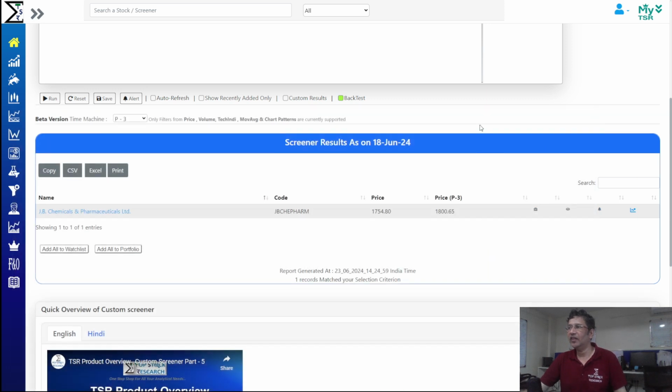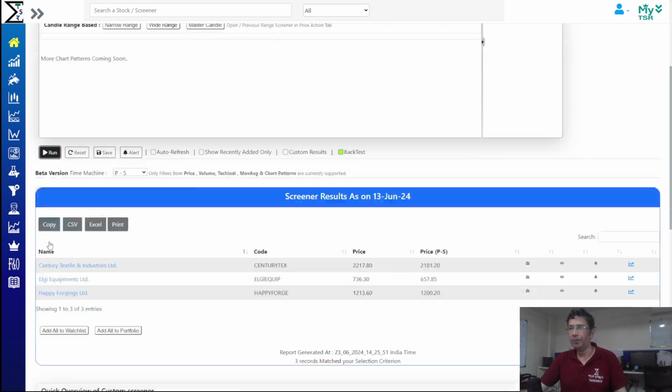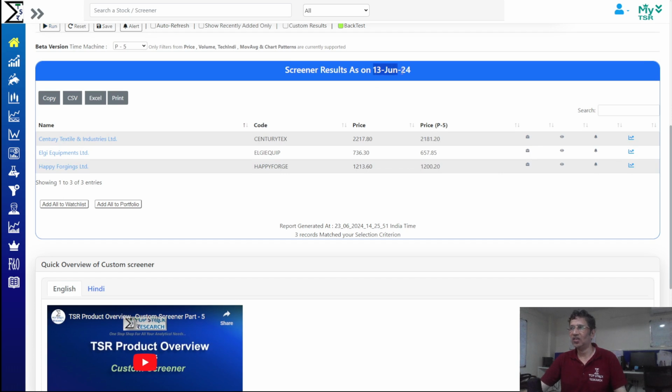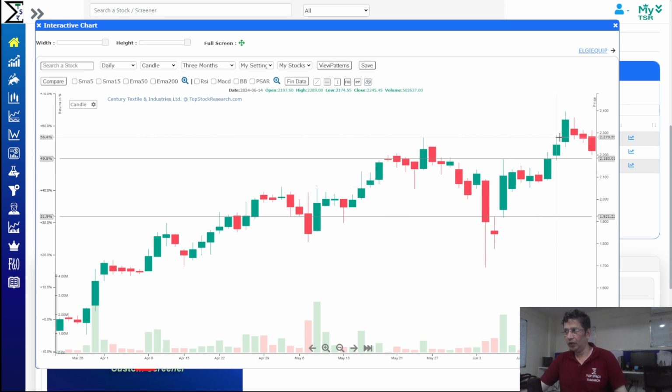Let's also look for an example of a breakout. We go back to some previous ticks, let's say P-5, where we are looking for stocks as of 13th of June. Let's look at the stock on 13th of June. This is where the breakout has happened. The master candle in this case is this one, from this range to this range. Generally it was in the upper end of the range, so it's likely to give a breakout, right? If it is generally in the lower end of the range, it's likely to give a breakdown. In this case, there's a breakout and a small movement made here, right?